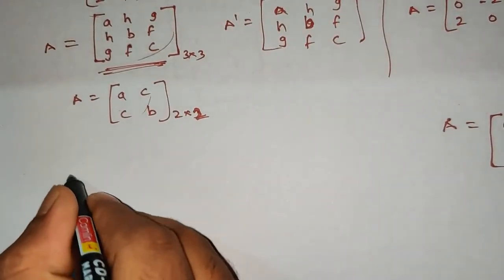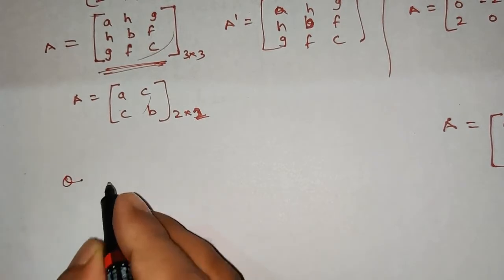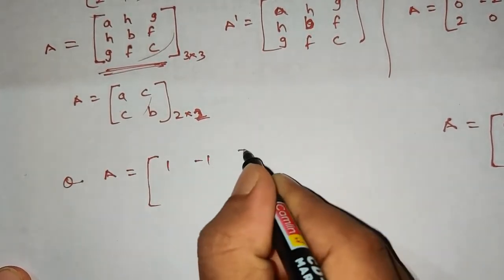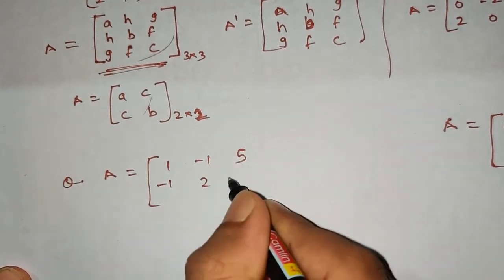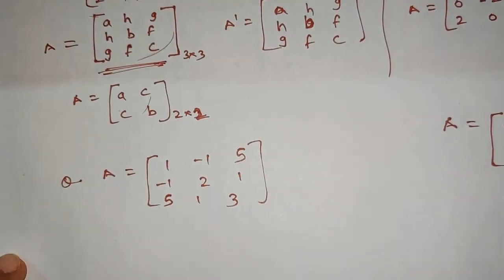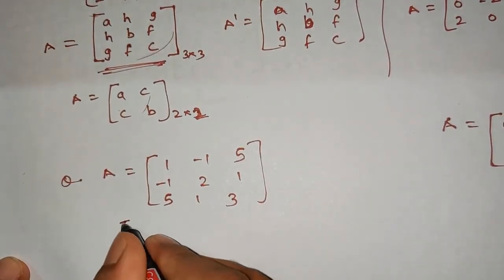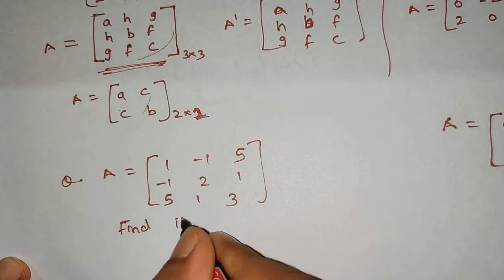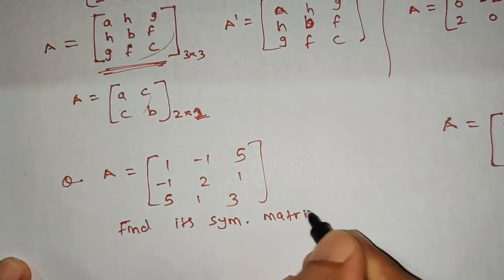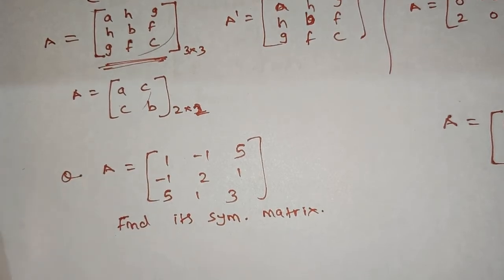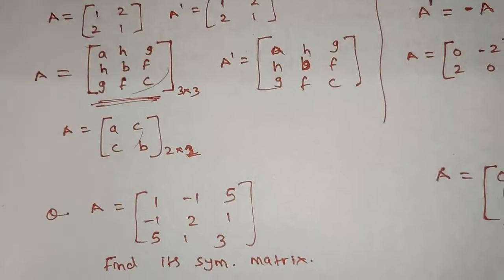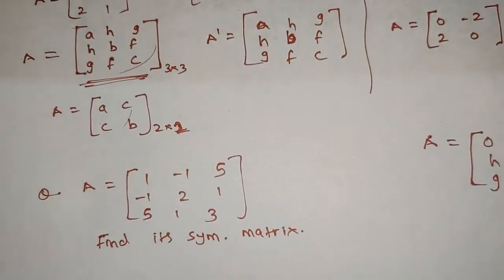Given is a matrix: 1 minus 1 5, then minus 1 2 1, and then 5 1 3. This is the given matrix and we have to find its symmetric matrix. Let me tell you the theory, the concept, first, and then we'll go to this question.